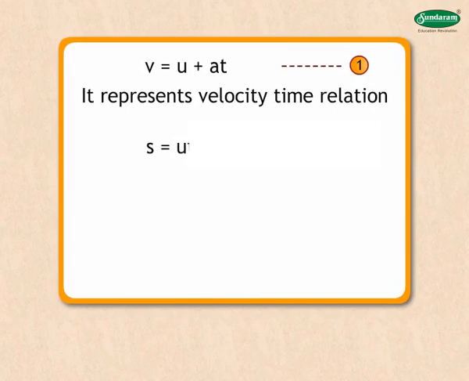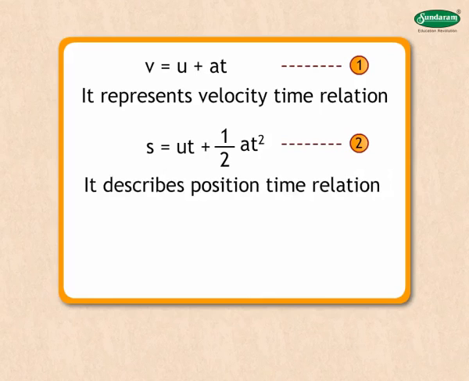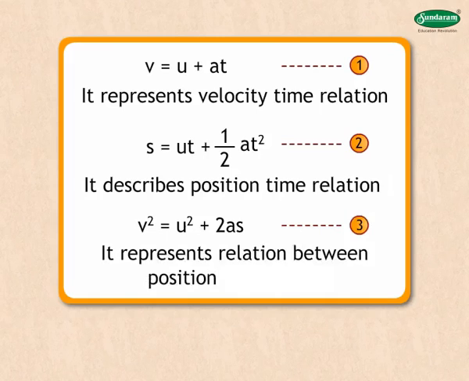s is equal to u multiplied by t plus half multiplied by a multiplied by t squared. This is the second equation and it describes position-time relation. v squared is equal to u squared plus 2 multiplied by a multiplied by s. This is the third equation and it represents relation between position and velocity.